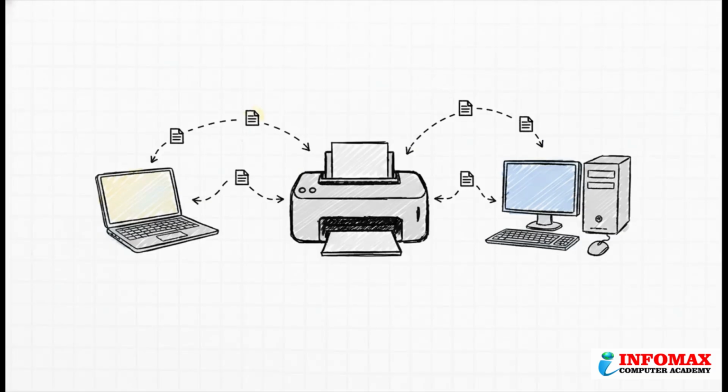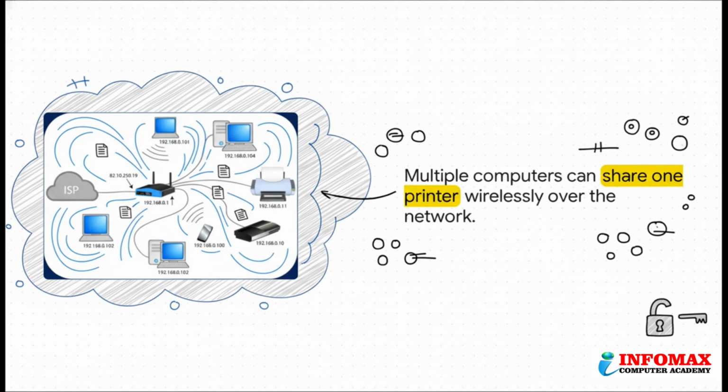The next huge benefit is sharing hardware. And just for a moment, imagine the alternative. It would be a total pain, right? I mean, without a network, you might need to buy a separate printer for every single computer you own. But with a network, your laptop and your desktop and even your phone can all send documents to the very same printer, completely wirelessly. That right there is resource sharing in action.